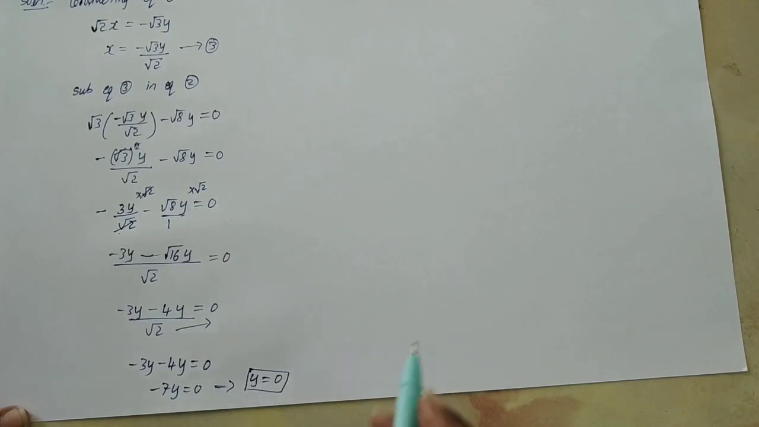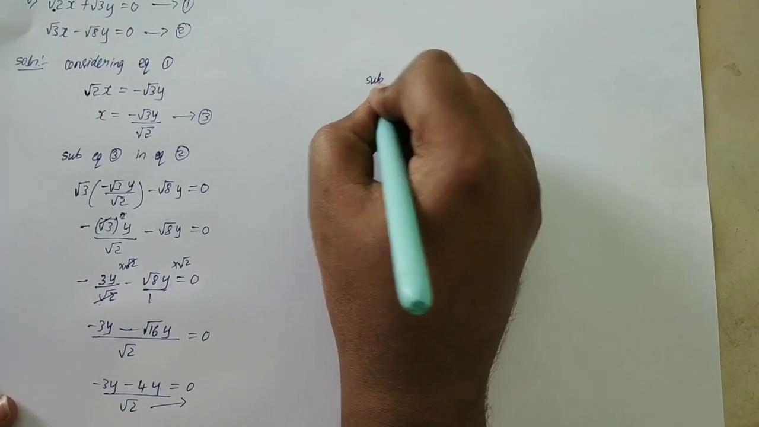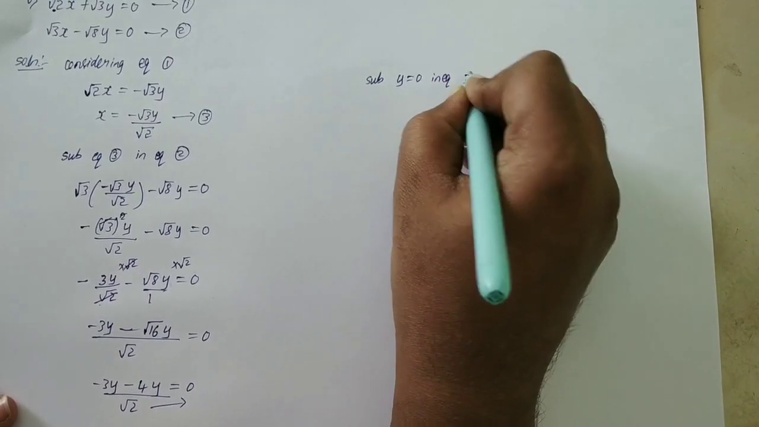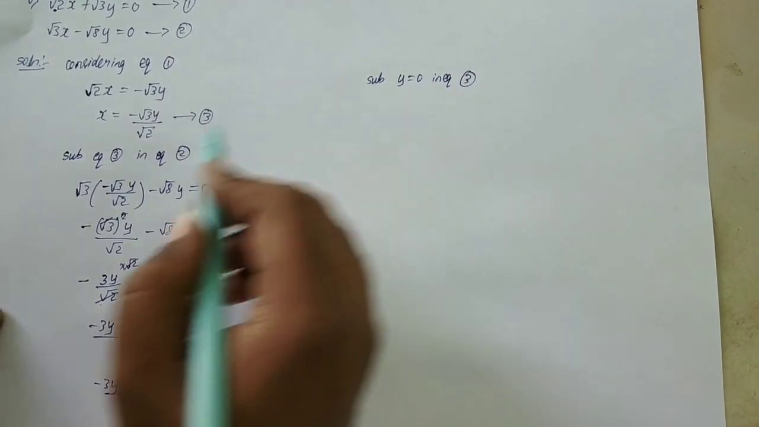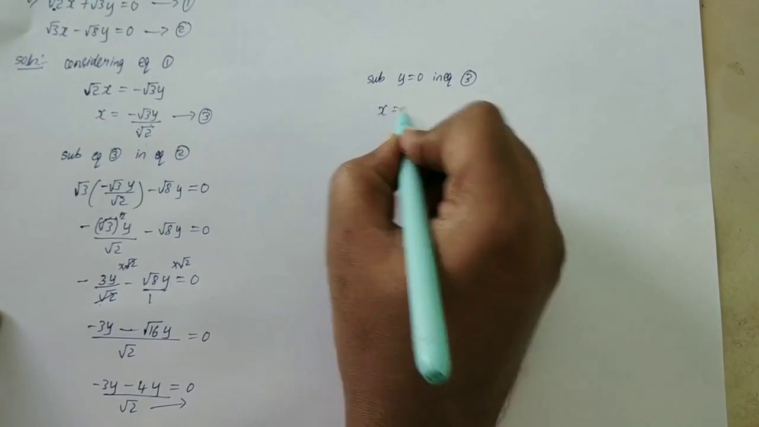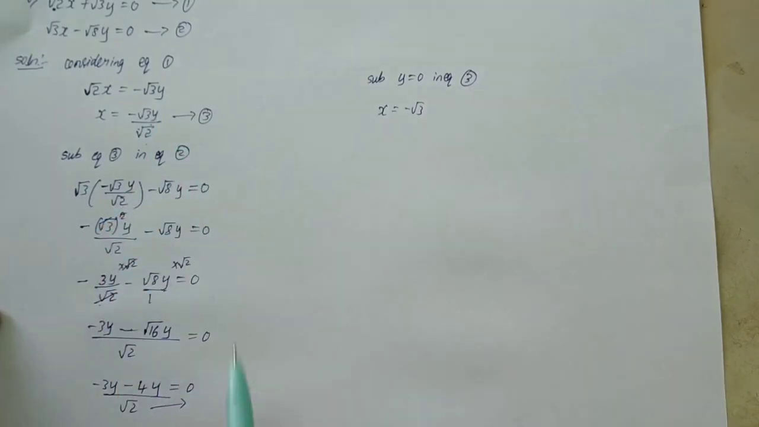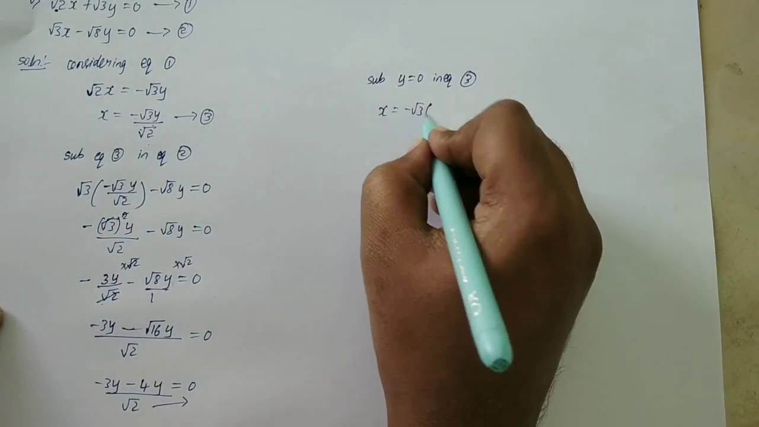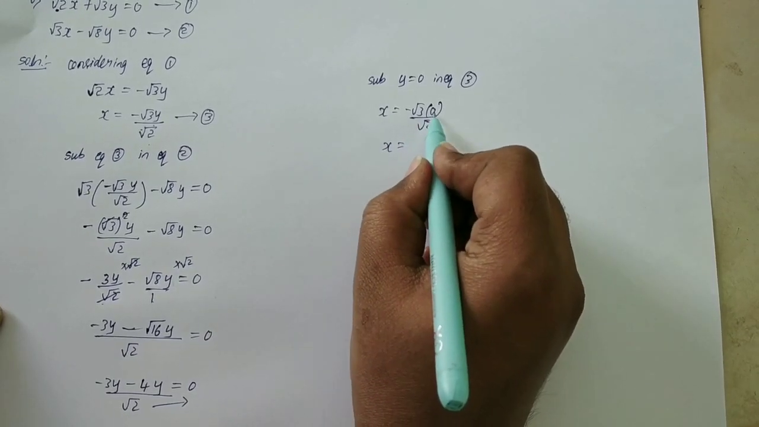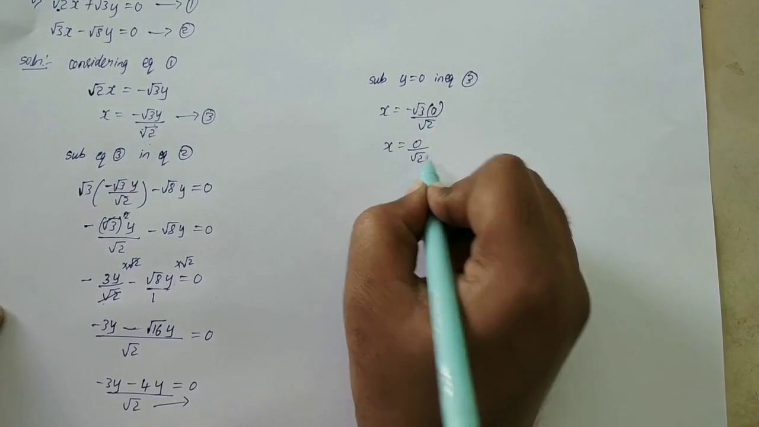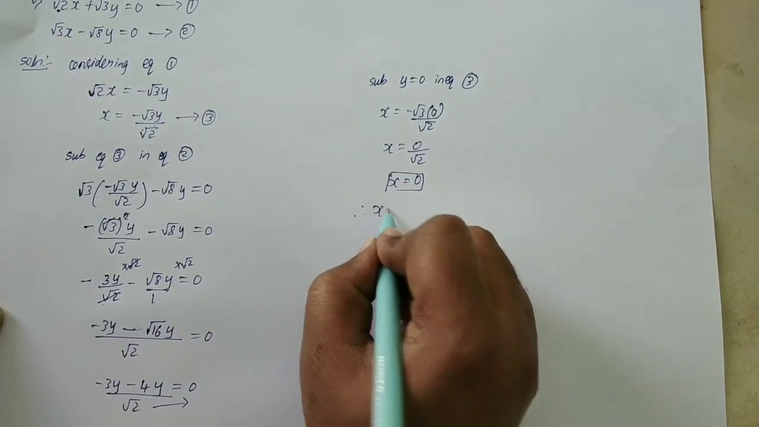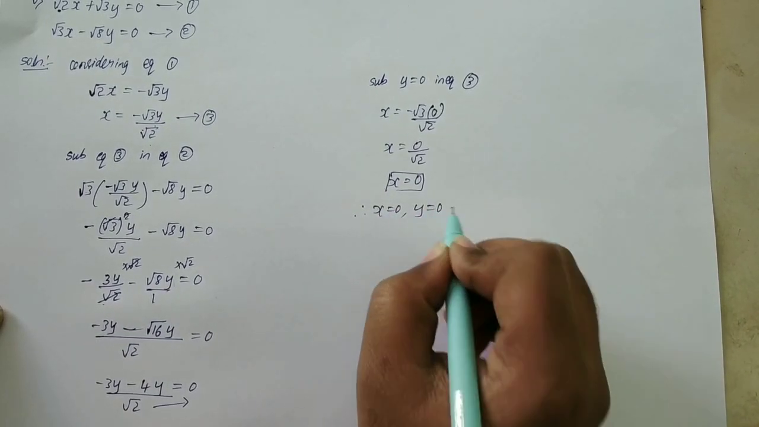So therefore y value is 0, right? Now I will substitute y is equal to 0 in equation 3. So what is our equation 3? x is equal to minus root 3y by root 2, right? So x is equal to minus root 3, in place of y, I will substitute y value 0, divided by root 2. So x is equal to 0 into anything is 0, denominator as it is. In the next step, 0 divided by anything is 0 itself, right? So therefore x is equal to 0 and y is also 0.